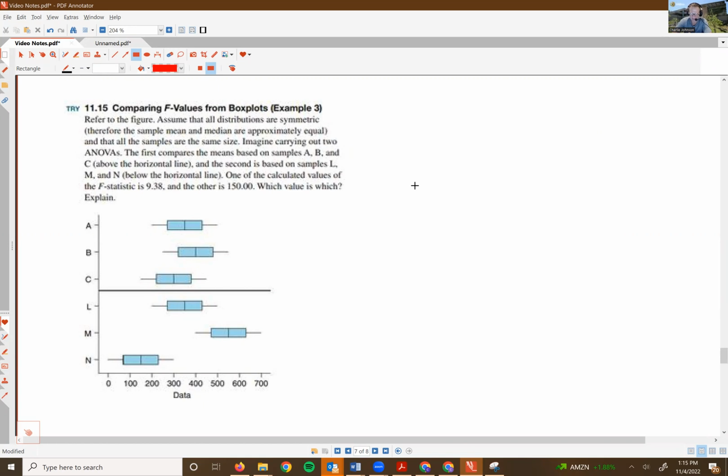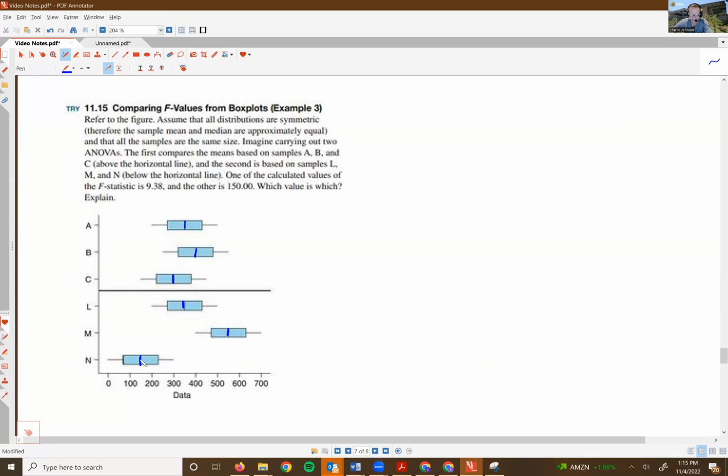Therefore, the sample mean and the median, which we can see by the center lines in these box plots, are all equal to the mean. So the median and the mean are the same. So we can compare the means by looking at the median.